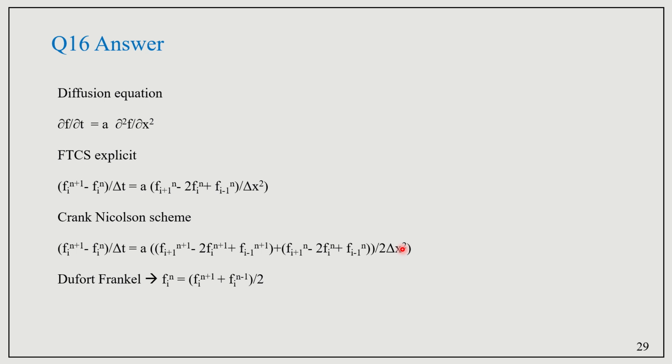And Dufort-Frankel scheme is again an average of the n plus 1th time step and n minus 1th time step for the nth time step. So we will get the final equation as something like this: fi at n plus 1 minus fi at n minus 1, divided by 2 times delta t, equals A into fi plus 1 at nth time step minus fi n plus 1th time step minus fi at n plus 1th time step, both are same, plus fi minus 1 at nth time step, divided by 2 times delta x square.